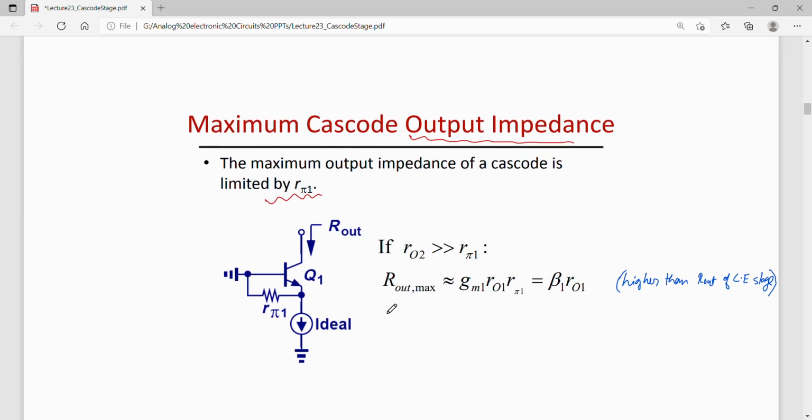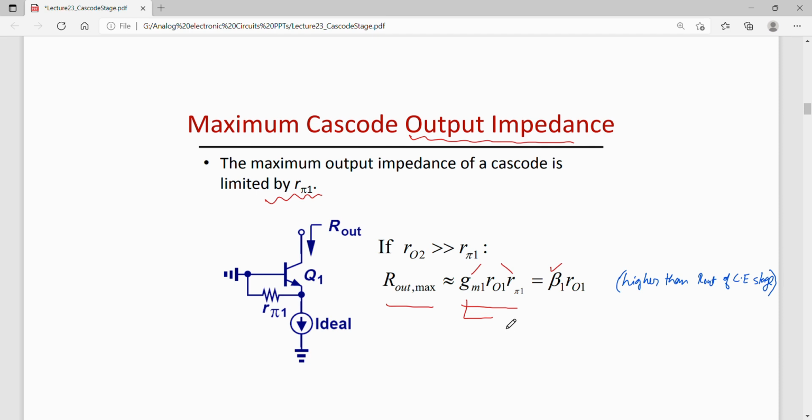Same R out maximum output impedance is written over here, gm1 RO1 R pi 1. And gm R pi is beta, so the product of gm and R pi is beta 1. So R out max is beta 1 RO1, and this R out max is the output impedance of this cascode.